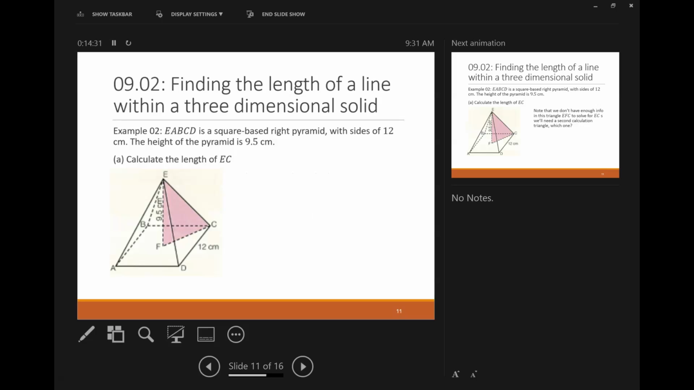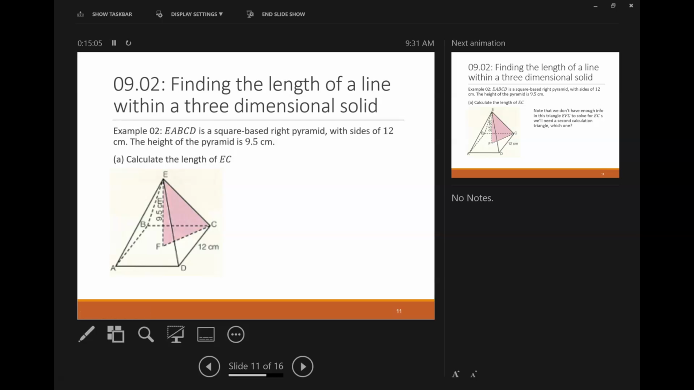So I'd start by drawing a picture and identifying a calculation triangle that I can use. So here's my right pyramid. And the calculation triangle I found here is EFC. Notice that I know this is a right triangle because the height of my pyramid intersects the base at a 90-degree angle.